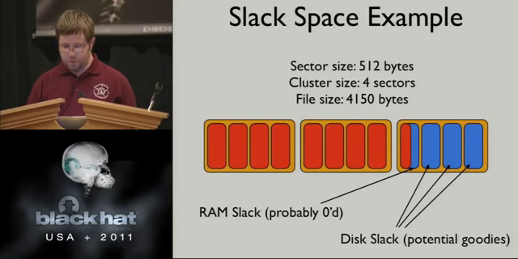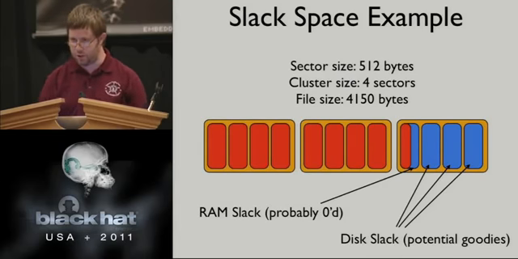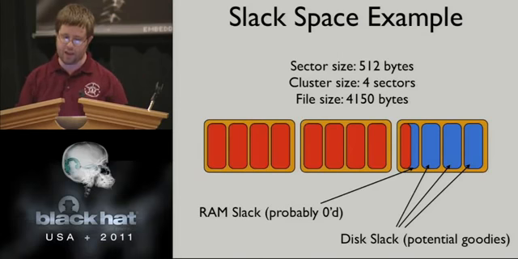In this example, we have the 4-sector cluster size. We have a file size of 4150 bytes. And we have a sort of map here of what the slack space would be for that. The red blocks there are allocated or have the actual file data in them. Each of the smaller blocks is a sector, and each of the larger yellow blocks that they're contained within are clusters. So the last cluster is what we're interested in for slack space.